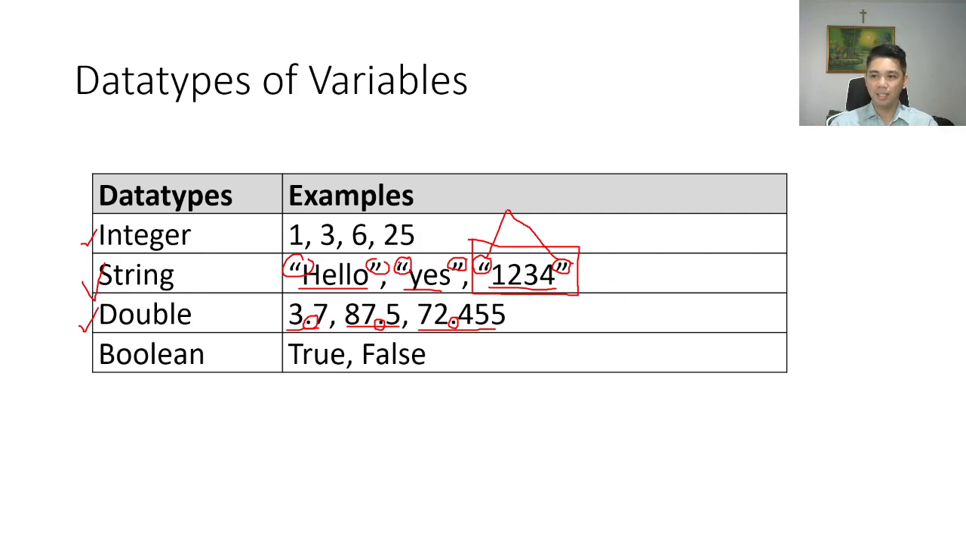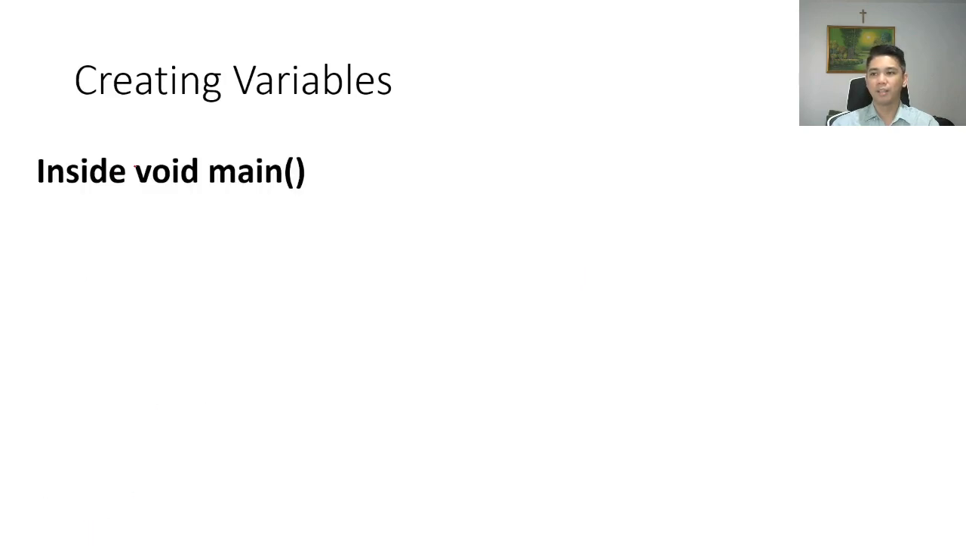And then lastly, the last data type is Boolean. So for Boolean, we only have two values for it. We have true and we have false. So how should we use them in Java? So we will create a variable.